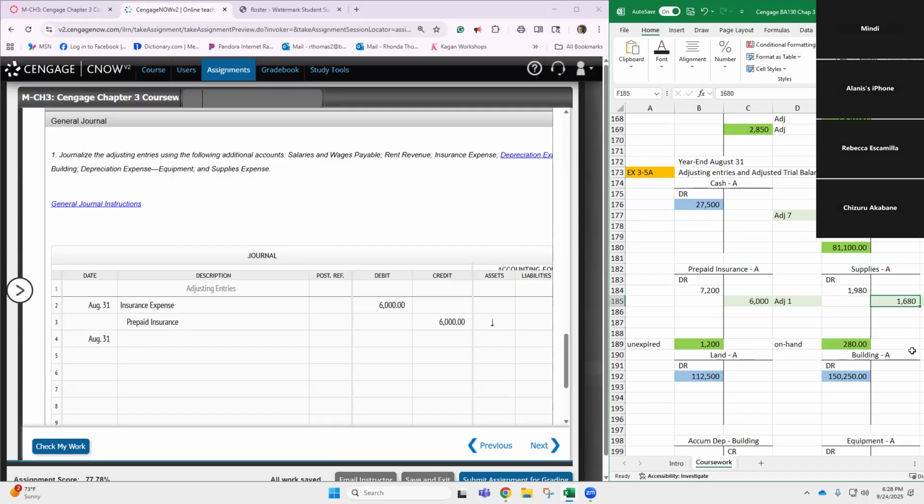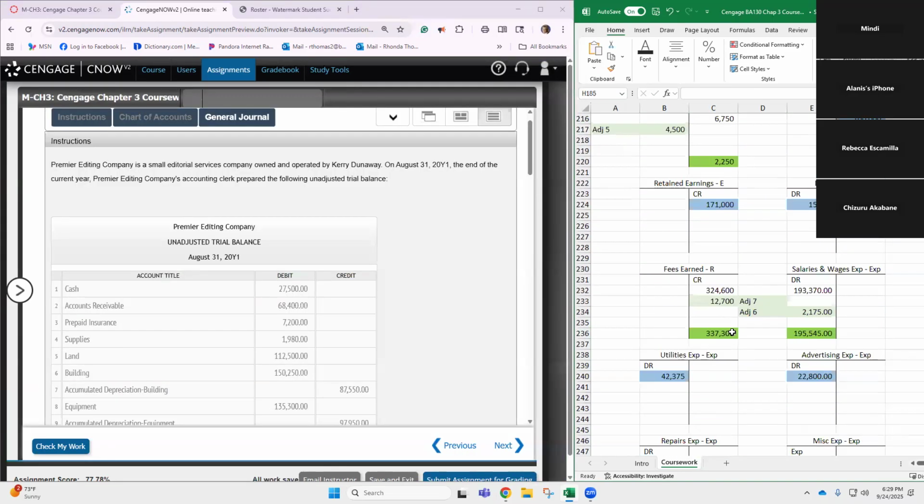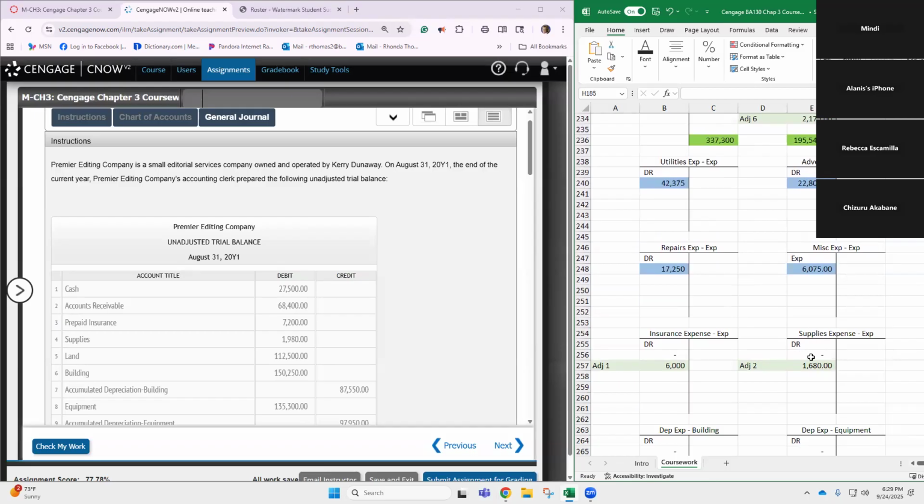So I've got to figure out how much went out. If I take 1980 and subtract 280 from it, then 1,700, very good. So we are making supplies go down with a credit of $1,700, and that is adjustment 2. Okay, adjustment 2. So then we need a debit to the supplies expense account, which I think has 0 in it. There it is, of 1,700.